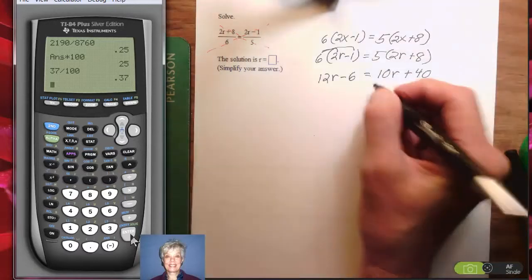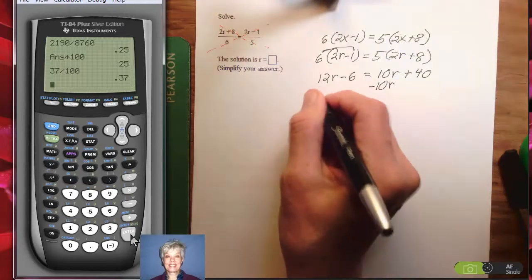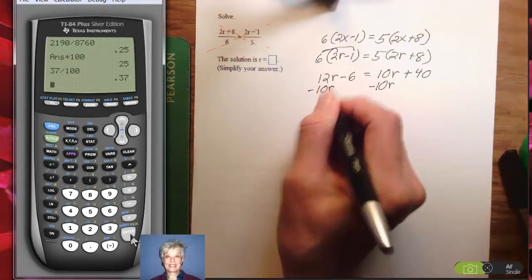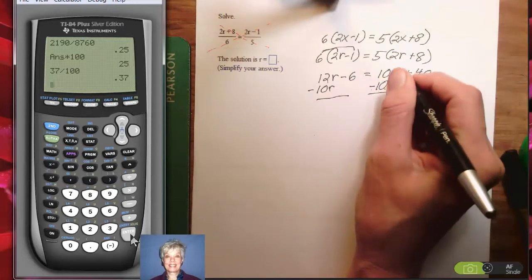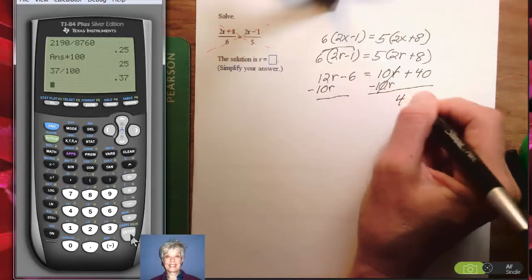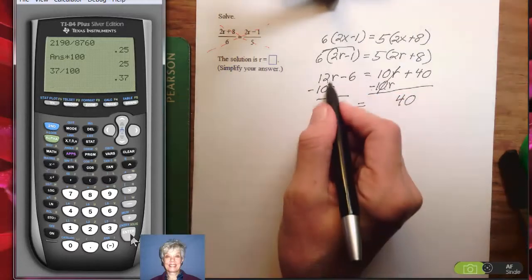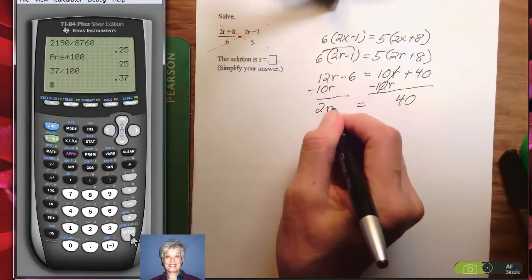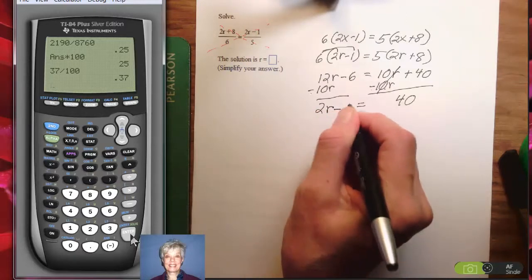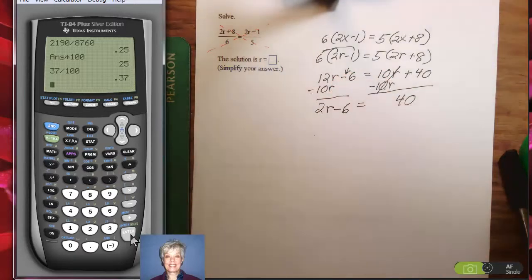So I'm going to subtract 10r from both sides of the equal sign, from both sides of the equation. 10r minus 10r is 0. I'm left with a 40. Over on the left side, 12r minus 10r is 2r, and I bring down my minus 6. Don't forget to bring the minus sign with the 6.